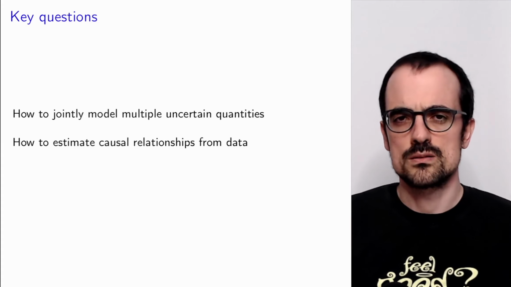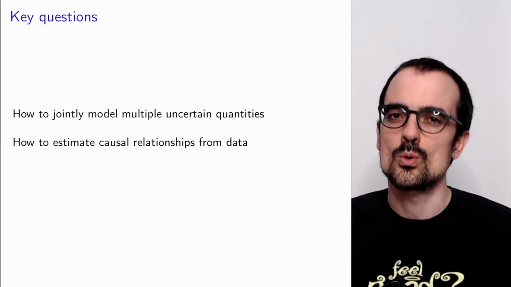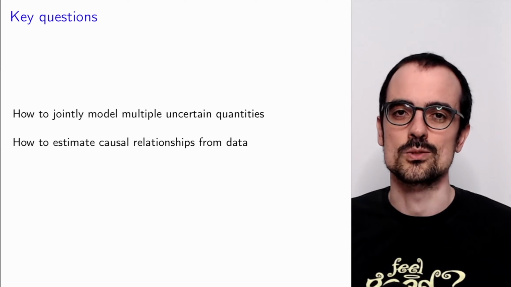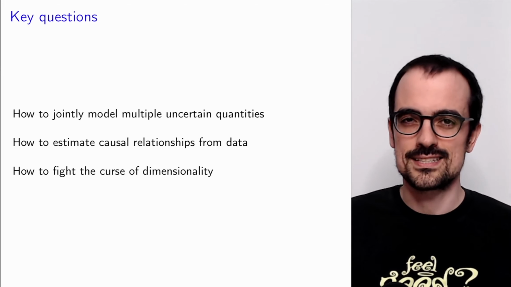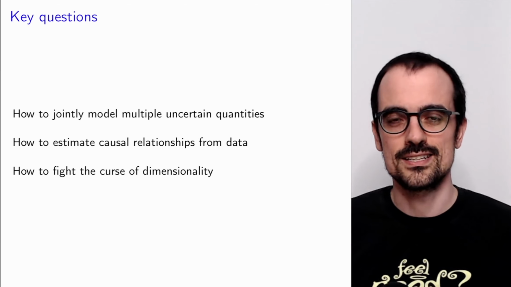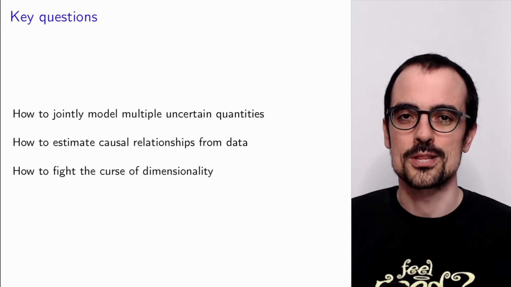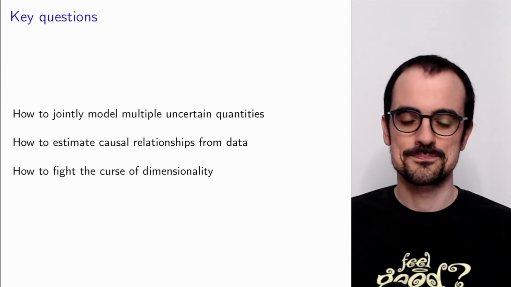Then we're going to ask, often we're interested in estimating causal relationships from data. Under what circumstances can we actually do this when we have a probabilistic model with several quantities? And finally, we're going to see that there's this thing called the curse of dimensionality, which makes it very challenging to jointly model a lot of quantities together, and how we can fight it.